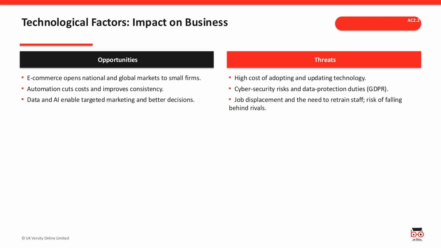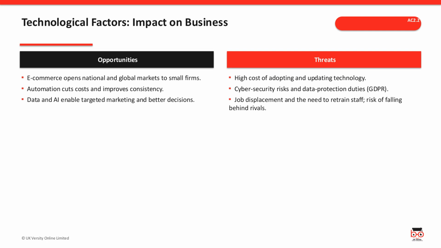Technology is just as double-edged. It opens doors because e-commerce lets even a tiny firm sell nationally or globally. Automation drives down costs, and data and AI sharpen marketing and decisions. But it comes with risks too: the sheer cost of adopting and updating systems, cybersecurity threats, data protection duties under GDPR, and the disruption of jobs as tasks get automated.